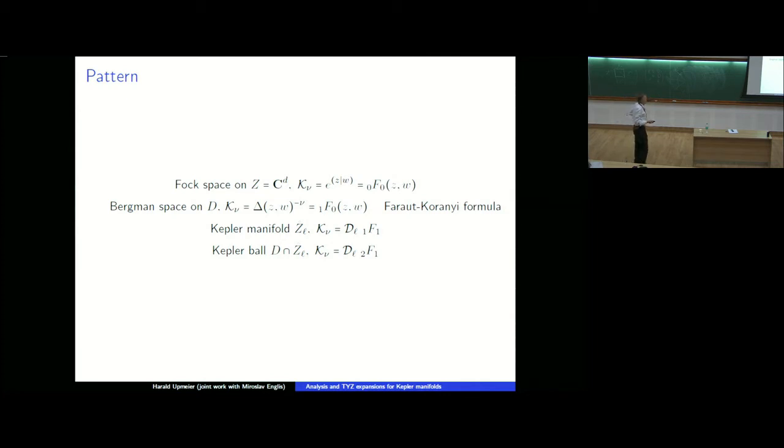The Bergman space on the domain D has F10. That's the famous Faraut-Korányi formula. Passing to the Kepler manifold, well, we have to introduce this universal differential operator, and we get an F11. Passing to the variety makes it more complicated, of course. And finally, passing to the Kepler ball, we started with F10, and now we get an F21. So somehow interesting pattern. And as I said, because the asymptotic properties can be established, this gives rise to rather explicit expansions of TYZ type.